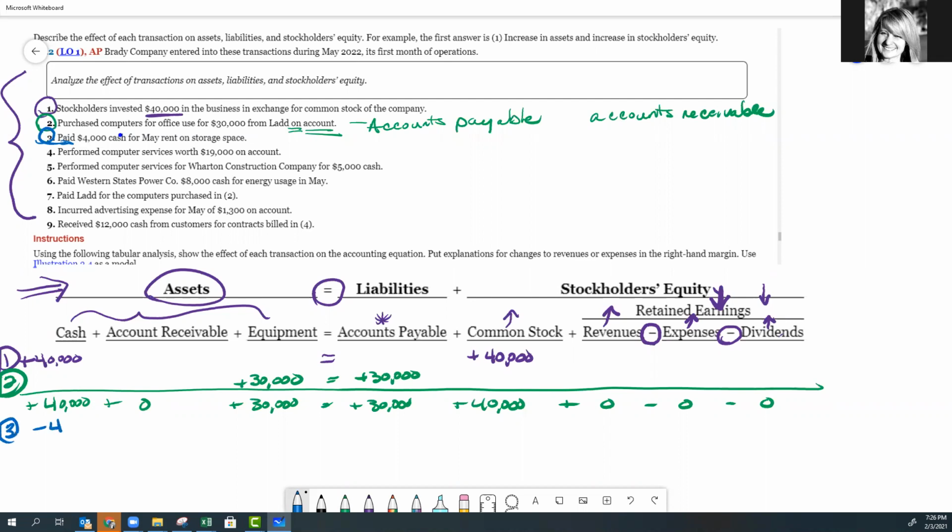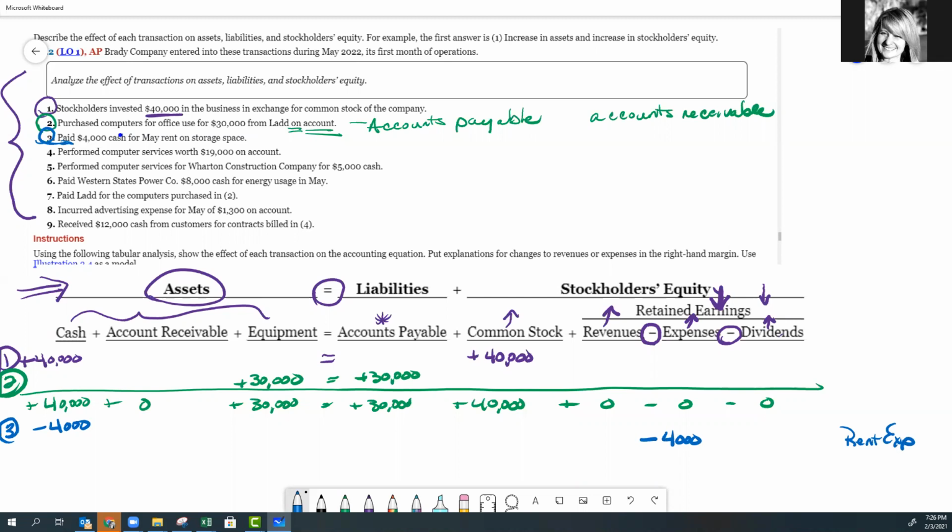So we're going to show for transaction number 3 that we paid cash. So cash goes down $4,000. And we also have an expense of $4,000 for rent. And what we know is that when expenses go up, shareholders' equity goes down. So we're going to put this as a negative $4,000. And let's make a note over here that this is rent expense.